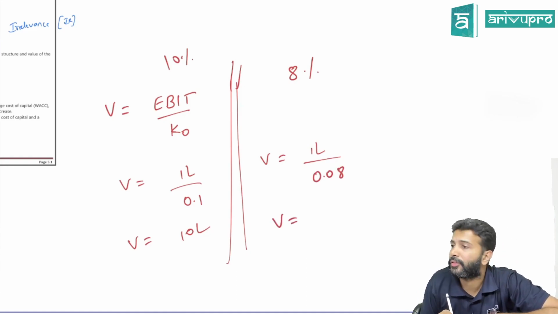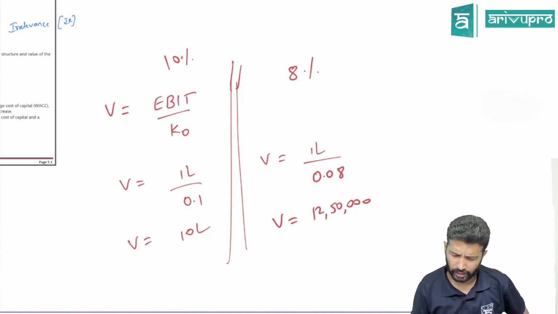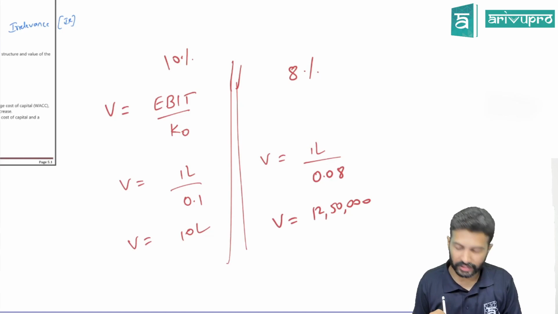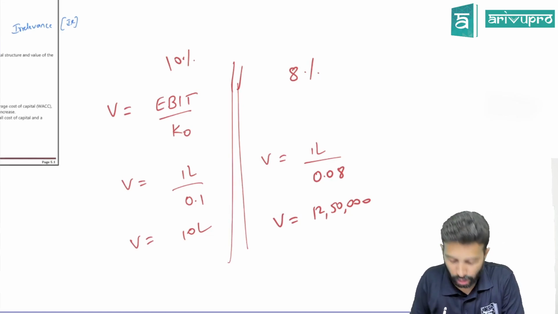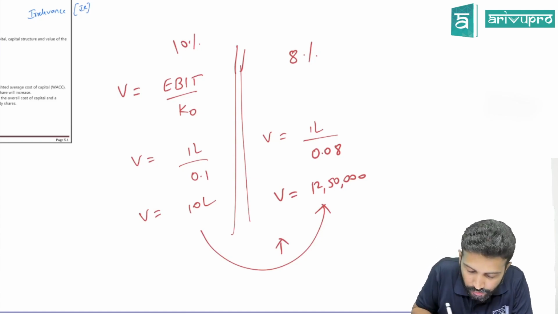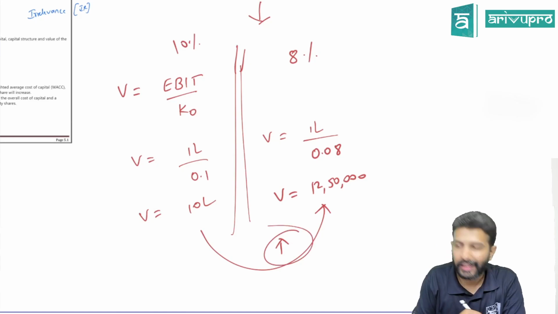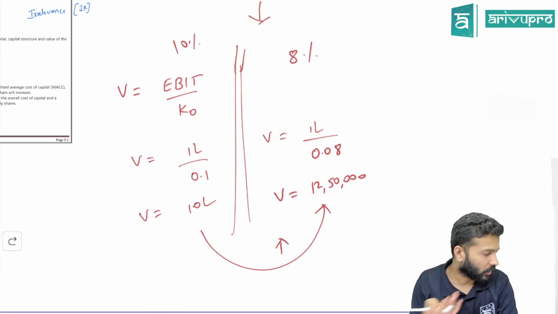How much is the value of the firm? Calculate 1 lakh divided by 0.08. How much? 12 lakh 50,000. 1 lakh. 12 lakh, no? 12 lakh 50,000 is the value of the firm that you're getting. Yes or no? So what happened to the value? Is it same or it increased? Your overall cost of capital got reduced, but your value increased. Is it okay? So that's what they're trying to say.